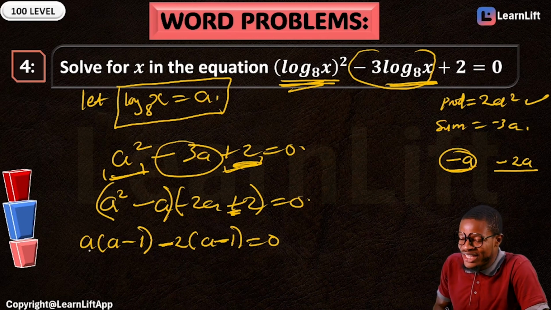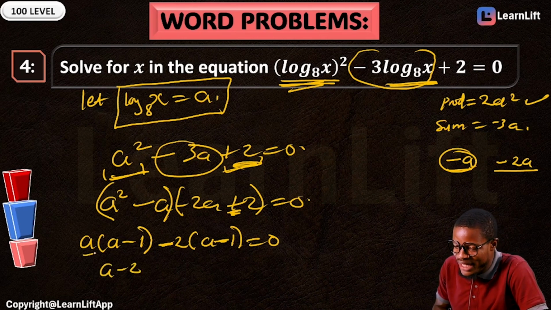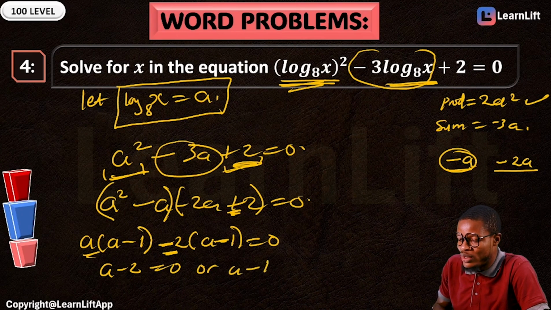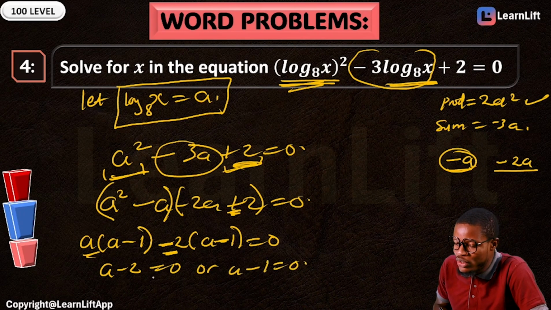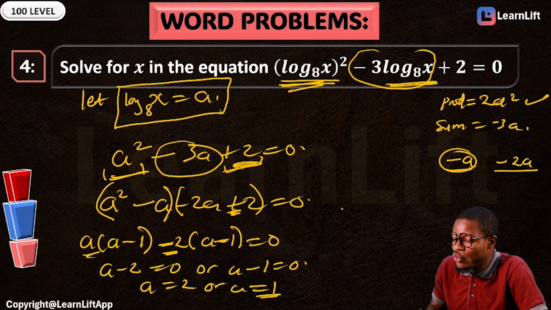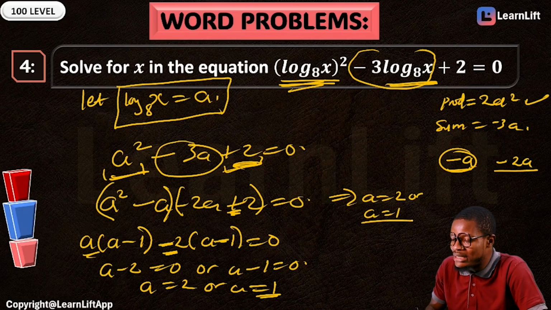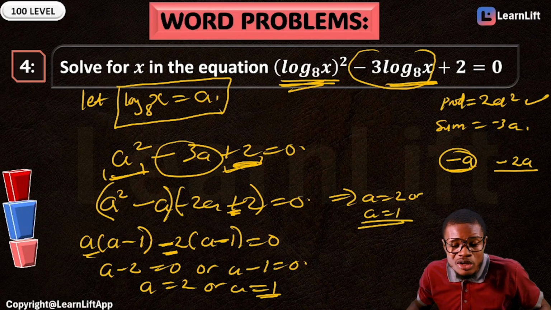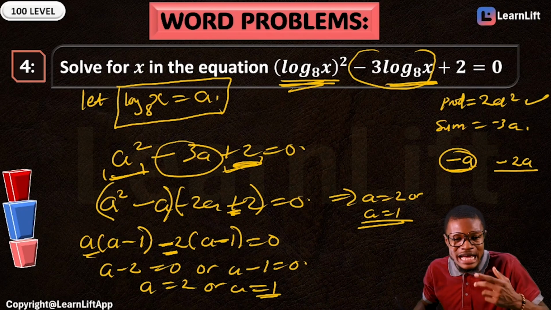So what are we going to have? This is going to give you a minus 2. A minus 2 is equal to 0, or a minus 1 is equal to 0. So we can conclude that a is equal to 2 or a is equal to 1. So what's the final answer here? A is 2 or what? A is what? 1. That's the final answer. But that is not what the question is asking us. Are you seeing it?